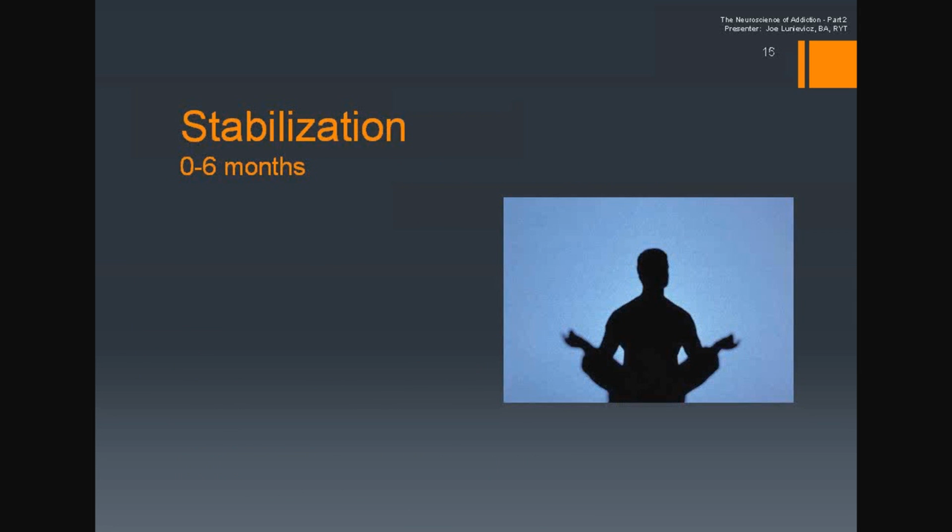So stabilization then, 0 to 6 months. Stabilization is where we spend a lot of our time, and considering most relapse occurs within the first 6 months, there's a definite significant drop off after 6 months. A lot of work gets done in the first 6 months. So notice the difference between, for example, acute and post-acute withdrawal. We'll talk about that a little more in a moment.